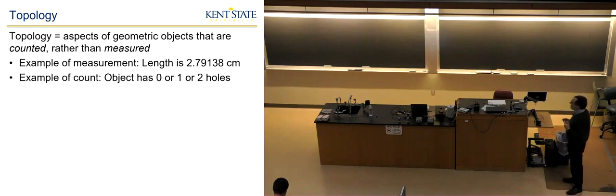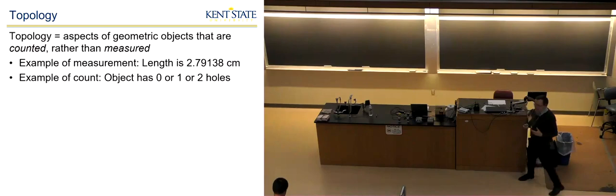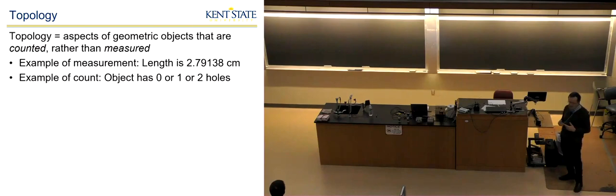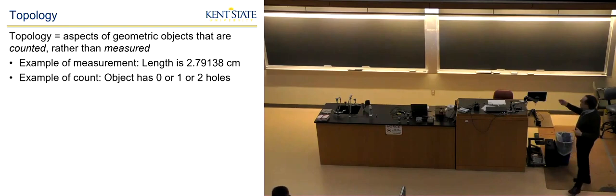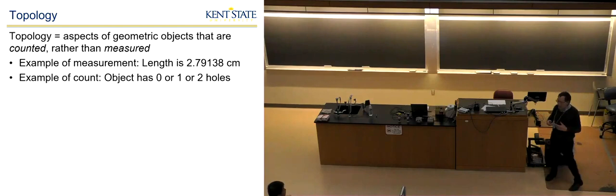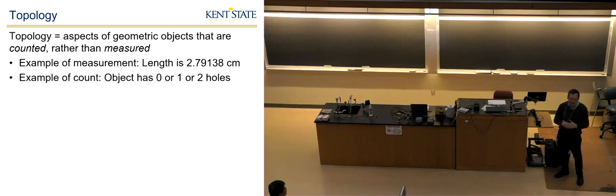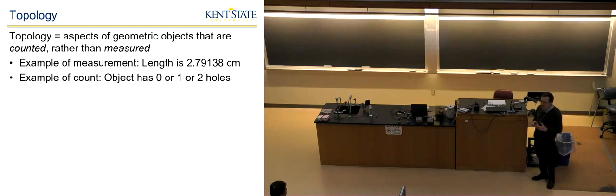My quick non-mathematical description of topology is that it describes aspects of geometrical objects that are counted rather than measured. If you're looking at an object, you might measure that it has some length, and the length can vary continuously. You would get some funny number like this. In computer science, we would say a floating point number. Whereas if you're counting, you might say an object has 0 or 1 or 2 holes, and the result of a count is an integer rather than a floating point number.